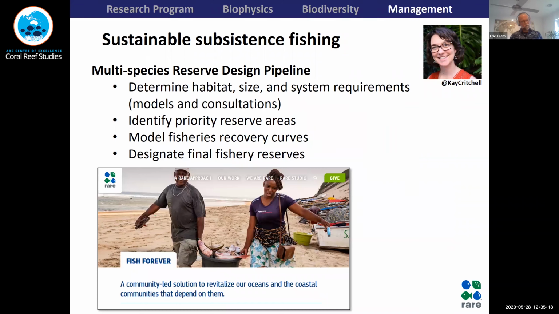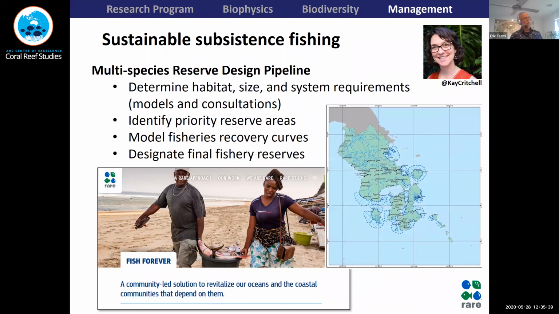So they can take this information and others through some community-based consultations, determine what their protected system requirements might be, identify priority areas, and then implement those management outcomes. So actually designate protection areas. This is some work that I really enjoy because it kind of brings all of this science to some very tangible, real management outcomes in the field.